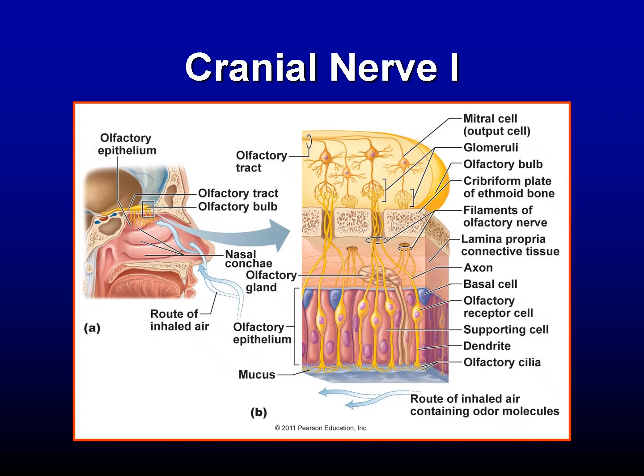As soon as they enter the skull, they synapse in the olfactory bulbs. Postsynaptic fibers from the olfactory bulbs course posteriorly as the olfactory tract to enter the primary olfactory cortex in the temporal lobe of the brain.